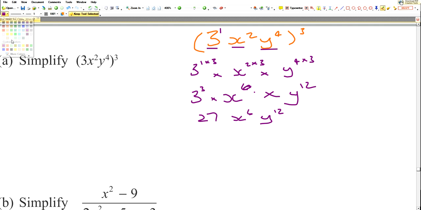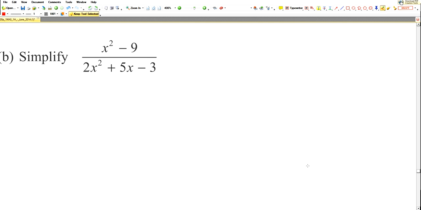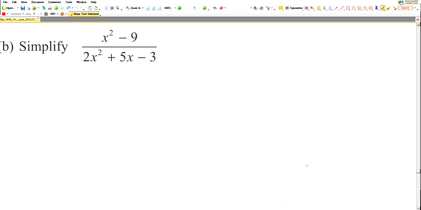And that is the end of our part A. Lovely. Let's move it down a bit now. We have much more space for the next part of the question, which is a nice, lovely question here. Give it a full screen there.